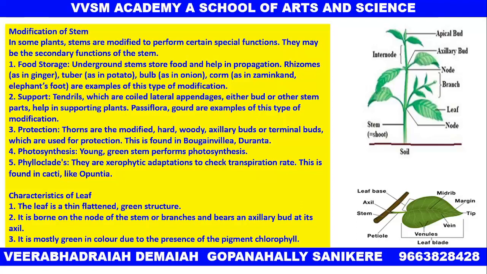And what are the important characteristics of a leaf? A leaf is a flattened green structure of the plant in the shoot system. It is borne on the node of the stem and branches, with an axillary bud in its axil. It is mostly green in color due to the presence of a pigment called chlorophyll.